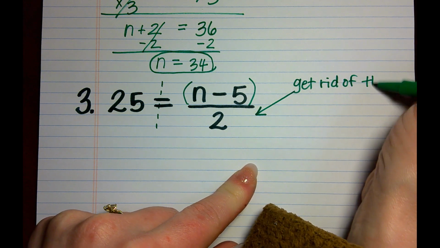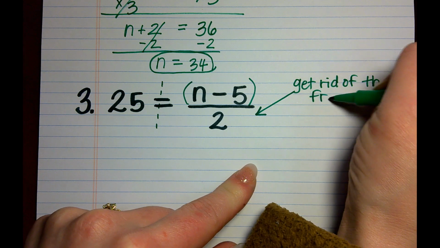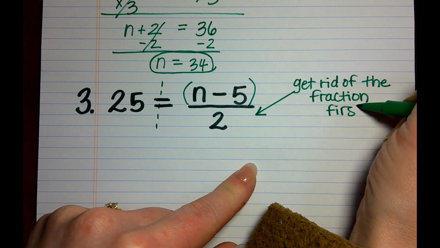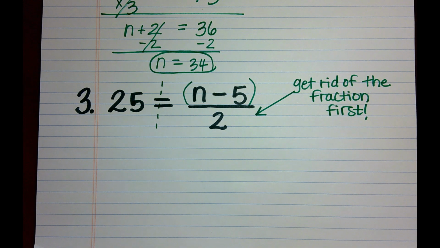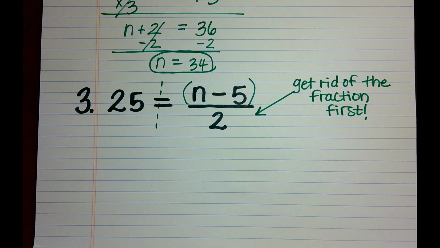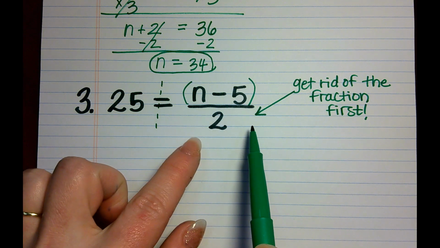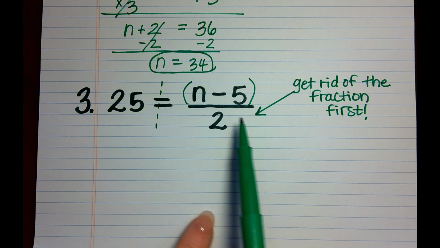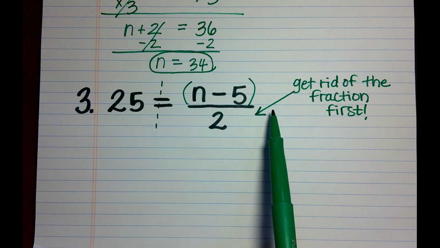Get rid of the fraction. So I'm going to write here, get rid of the fraction first. Because when I look at this, I can't even think about what the answer might be. I think I need to get rid of that fraction so that I can understand what's going on. So, a fraction, a number written over a number, is just a division problem. This just means n minus 5, whatever that is, divided by 2.